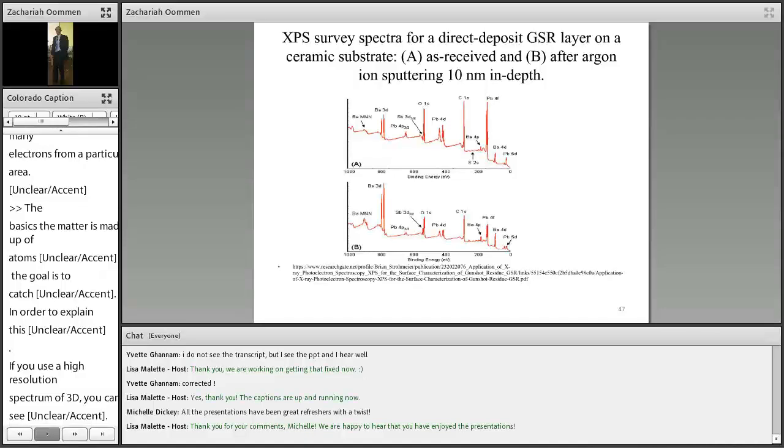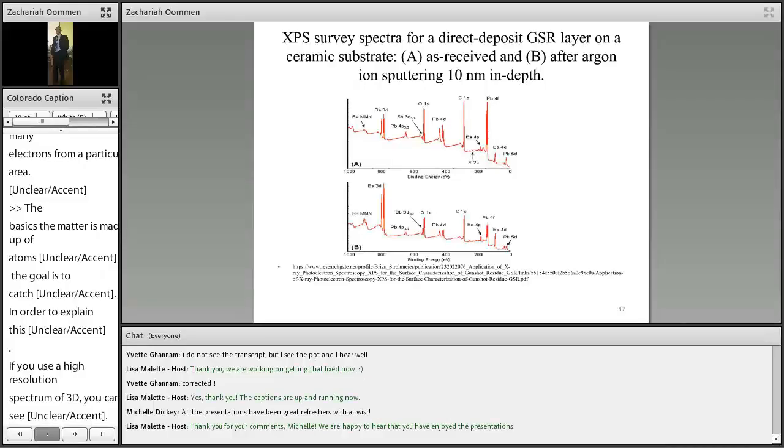Again you can see the amount of lead present here. The lead peak is very high in the as received sample, and here it is small. That means in the sputtered area, the amount of lead is small. So this is in confirmation with the result that I got from the SIMS experiment.